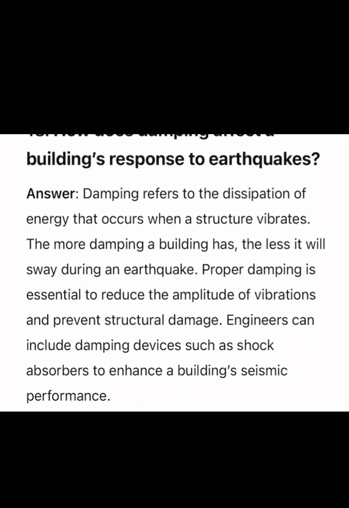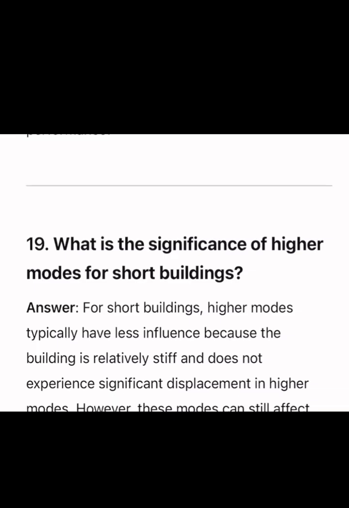How does damping affect a building's response to earthquakes? Damping refers to the dissipation of energy that occurs when a structure vibrates. The more damping a building has, the less it will sway during an earthquake. Proper damping is essential to reduce the amplitude of vibrations and prevent structural damage. Engineers can include damping devices such as shock absorbers to enhance the building's seismic performance.